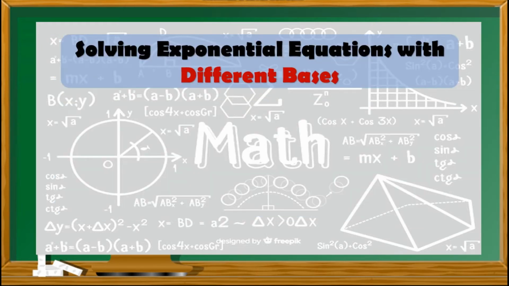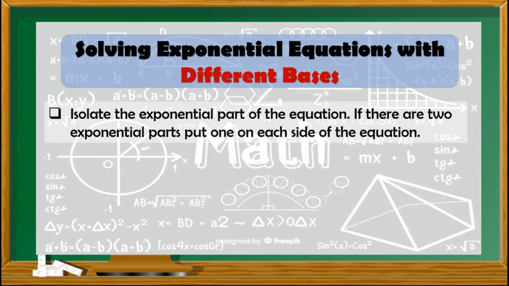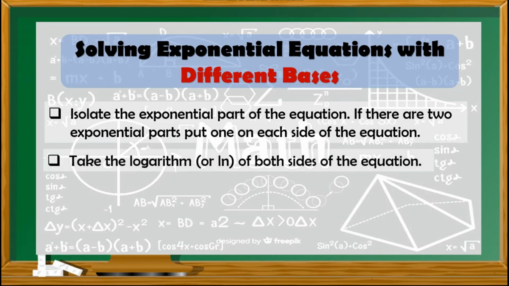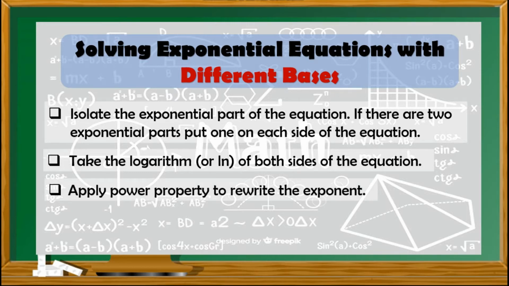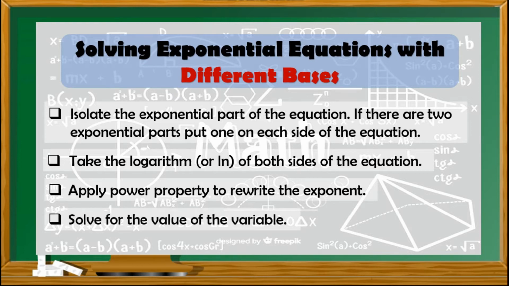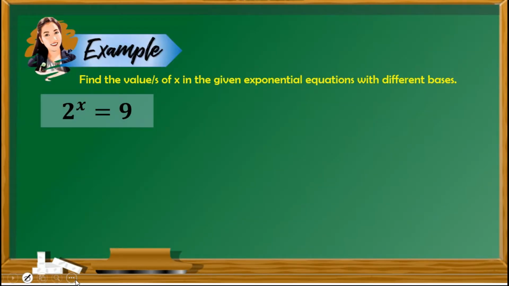So how do we solve an exponential equation with different bases? First, isolate the exponential part of the equation, and if there are two exponential parts, put one on each side of the equation. Next, take the logarithm or natural logarithm of both sides of the equation. Third, apply the power property to rewrite the exponent. And fourth, solve for the value of the variable. Let us now have some examples.